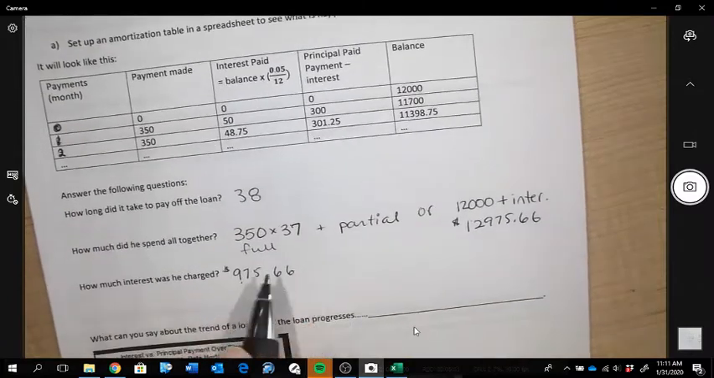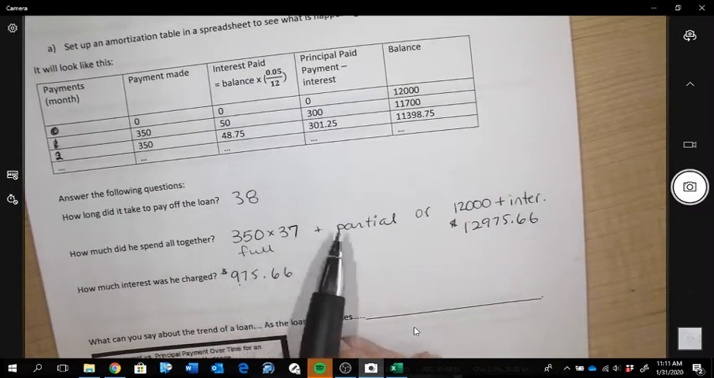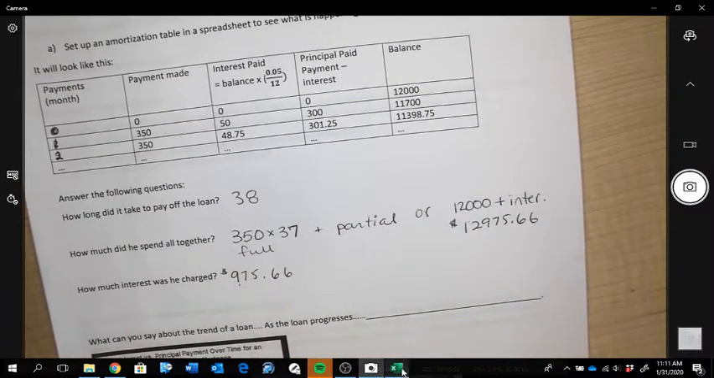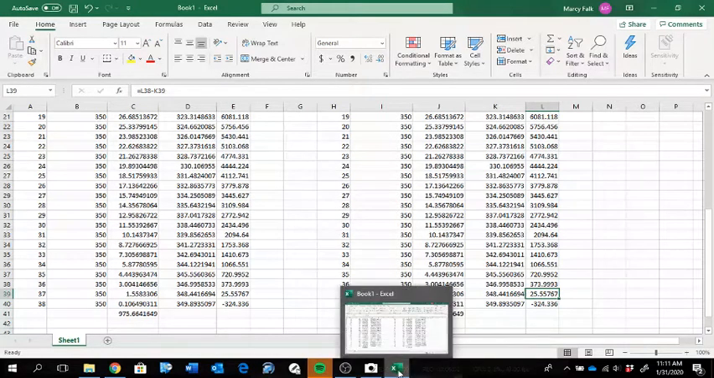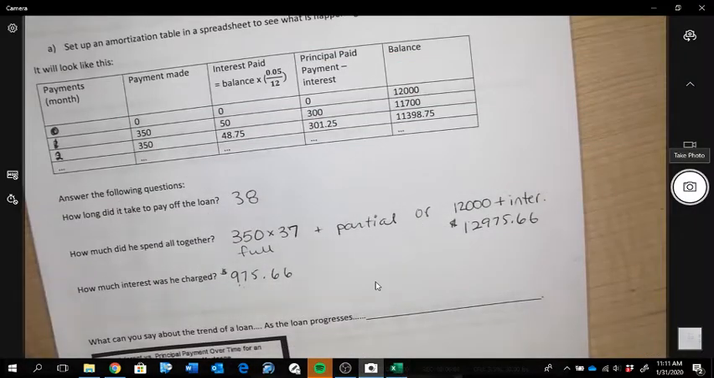Okay, so he made 37 full payments of $350, and then in the last month he would have made a partial payment. So you can see here, the 37th to the 38th payment was just a partial payment. So with that much interest, we ended up spending that much.